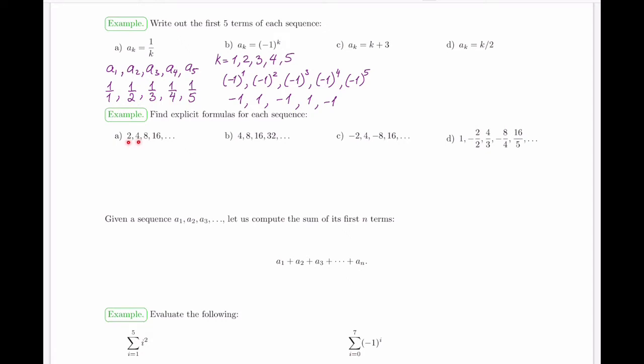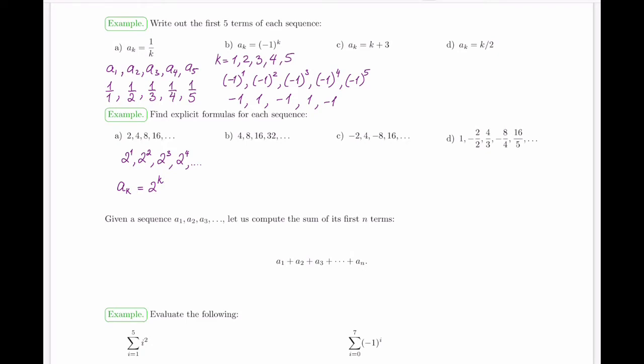I have 2, 4, 8, 16. So it looks like every time I'm multiplying by 2, and having worked with powers of 2 before, I can see that this is 2 to the power 1, 2 to the power 2, 2 to the power 3, 2 to the power 4, and so on. So my first term, corresponding to k equals 1, is 2 to the power 1. My second term, k equals 2, is 2 to the power 2. And so on. So it looks like if I set a_k to be 2 to the power k, I am going to be in good hands here. Okay?